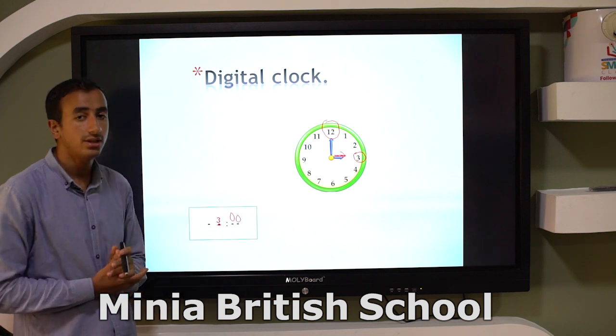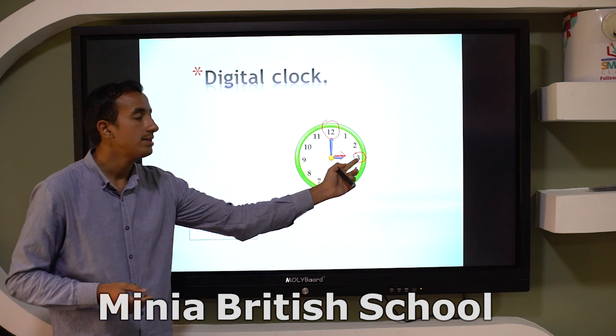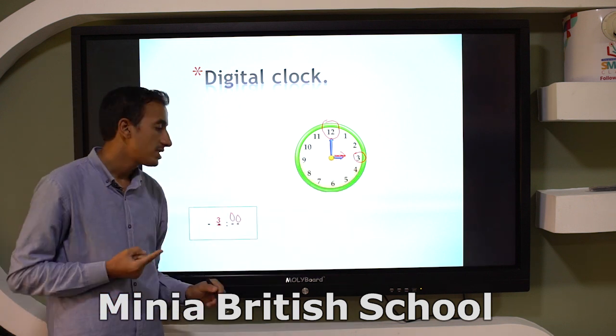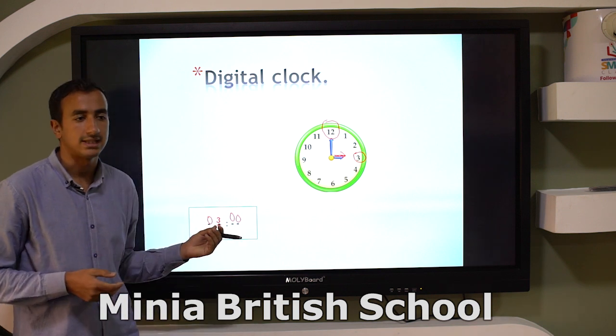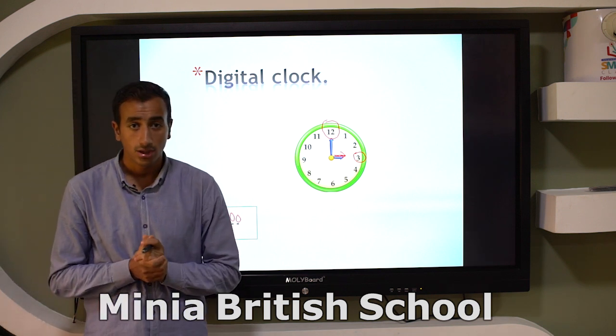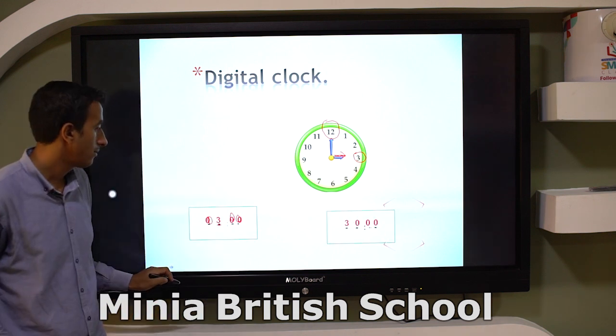It's 3 o'clock. And we have a free space here because the number 3 consists of one digit, so we can replace this free space with 0. So it's 3 o'clock. Let's see together.